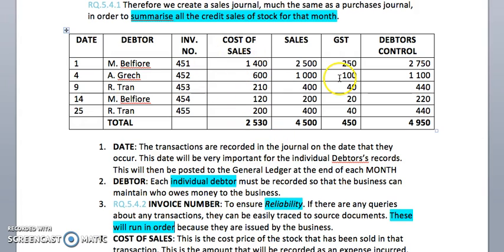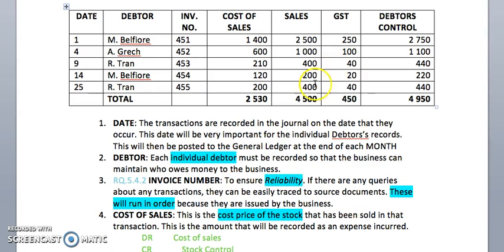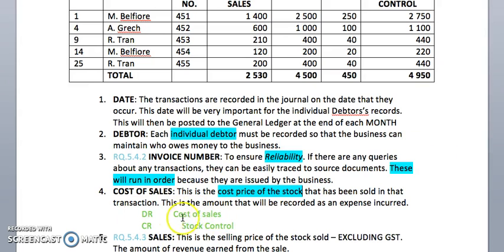Our cost of sales. This is the amount that it cost us to make this sale. So we need to make sure that this is what it cost us. So it cost us $1,400 worth of stock to be able to sell $2,500 for a sale. So the cost price of that stock. Our sales is the amount that we sold it for. Oh, sorry, just to point out, this one here is going to be for this transaction here. So debit cost of sales and credit stock control. So that's going to be the 2,530.